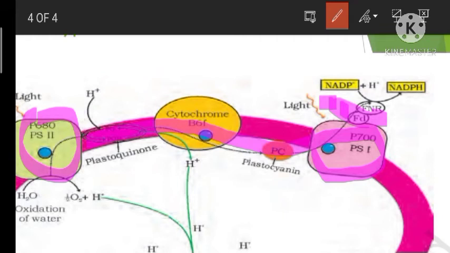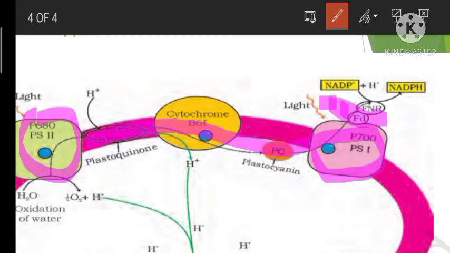So this NADP reductase enzyme, as it is present towards the stroma side of the membrane, will be utilizing the electron as well as the hydrogen ion from the stroma to reduce NADP to NADPH and hydrogen ion. Okay, the electron which is received from photosystem 1 will be utilized for the reduction of NADP to NADPH.